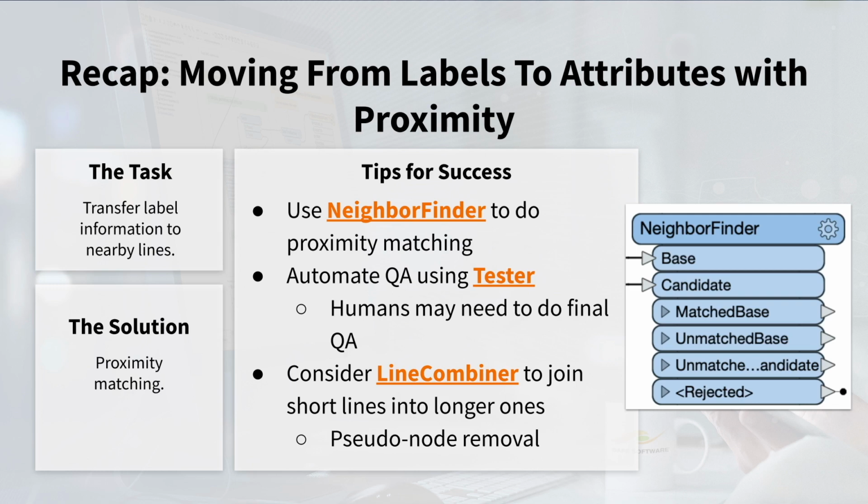Again, we're doing proximity matching, and we use our neighbor finder to do that. You can use the tester to make sure that you have at least one match. And whenever you're doing proximity, you may have to have humans do a final QA, but the tester can tell or deal with the things that might be not enough matches or too many. And then sometimes you might want that line combiner to get rid of what we used to call pseudonodes to make you long lines.